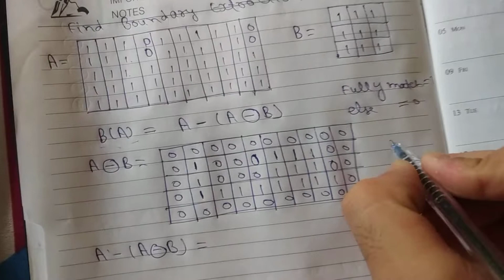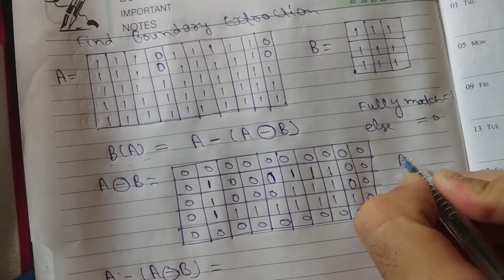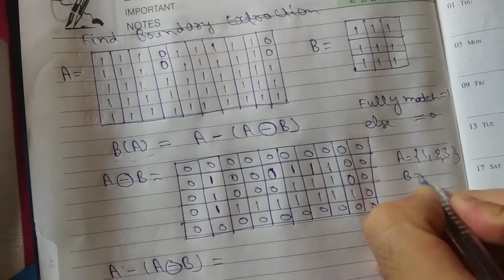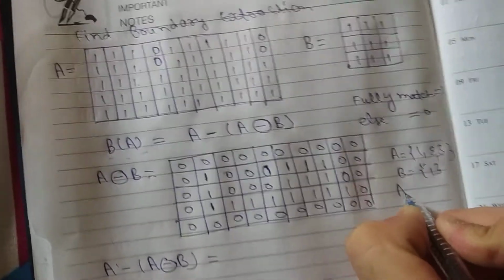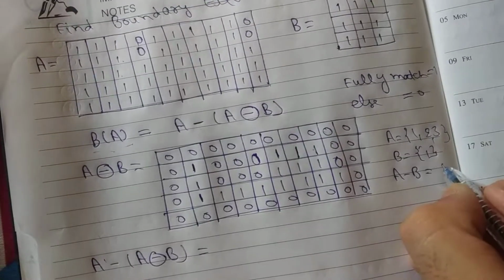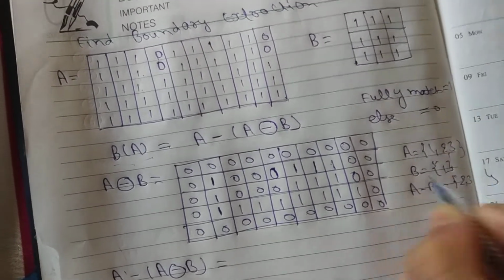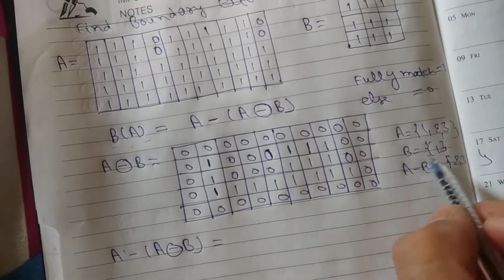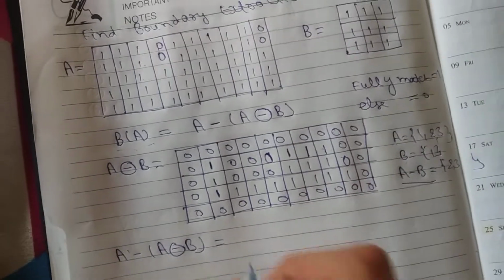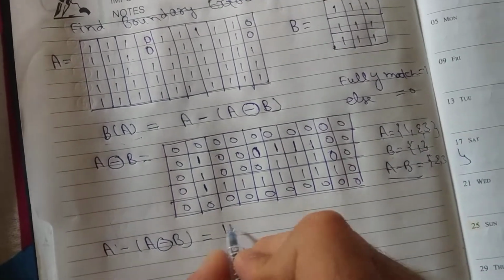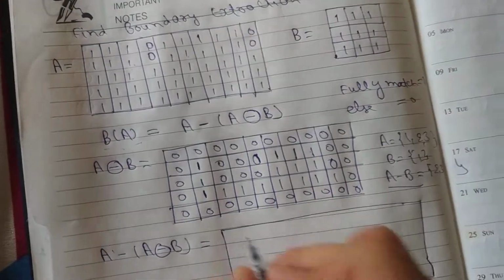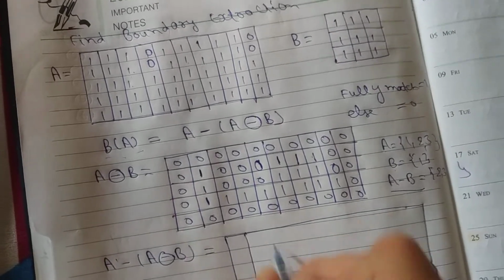Let's see what we studied in mathematics. Say you have a set A with elements 1, 2, 3 and B that has the set 1. If you find A minus B, then what will you be left with? 2 and 3, meaning all the elements of A that are not in B. That is called A minus B. So again we draw the 5 cross 10 matrix.